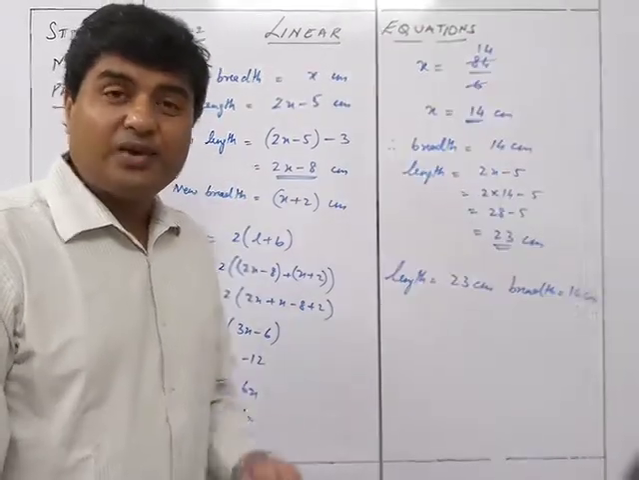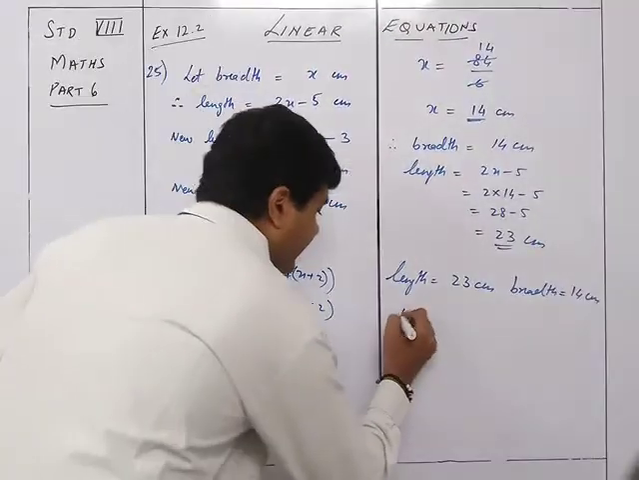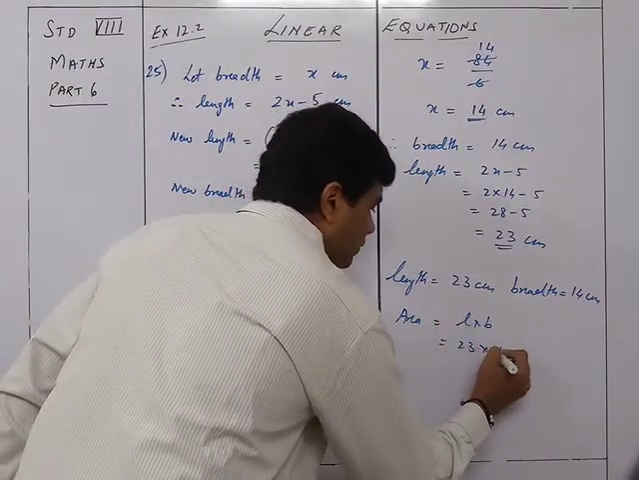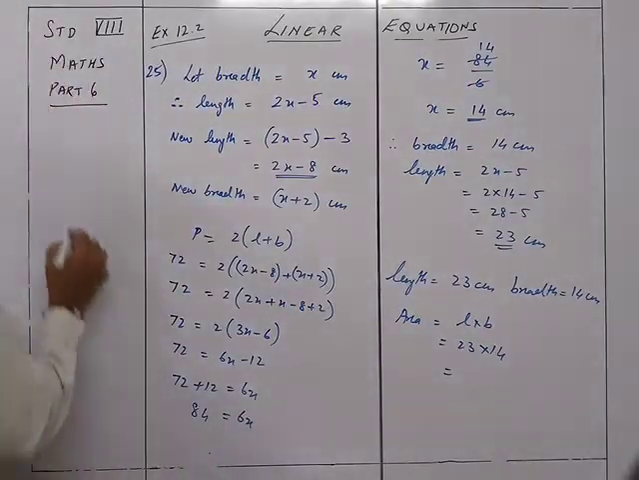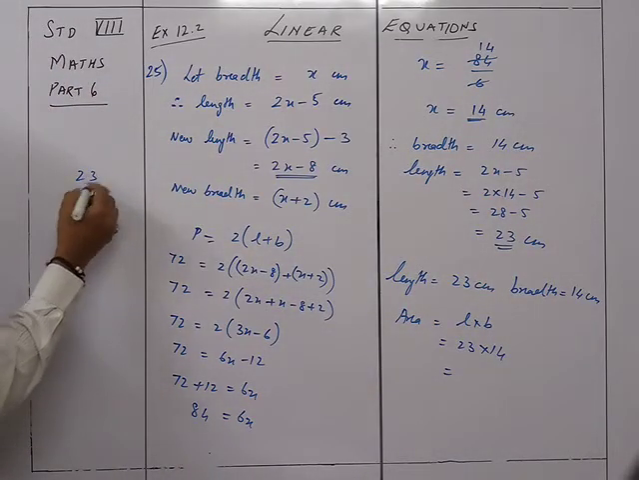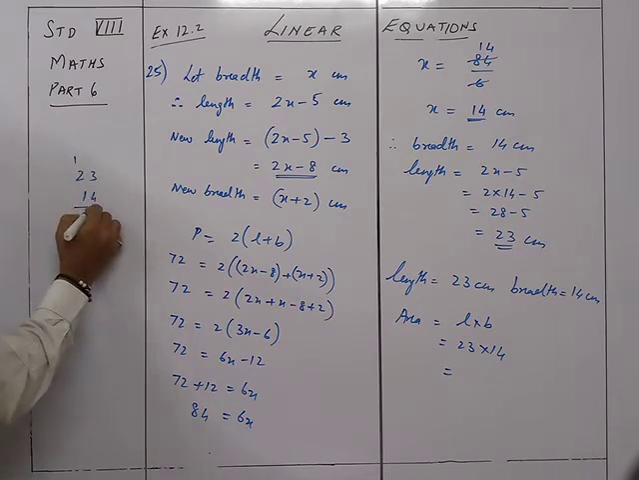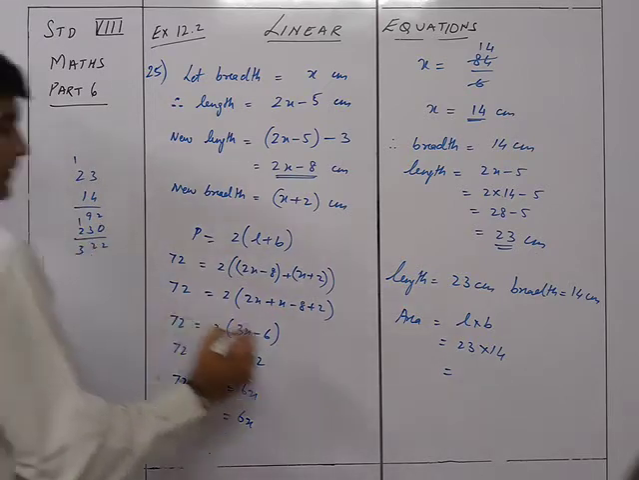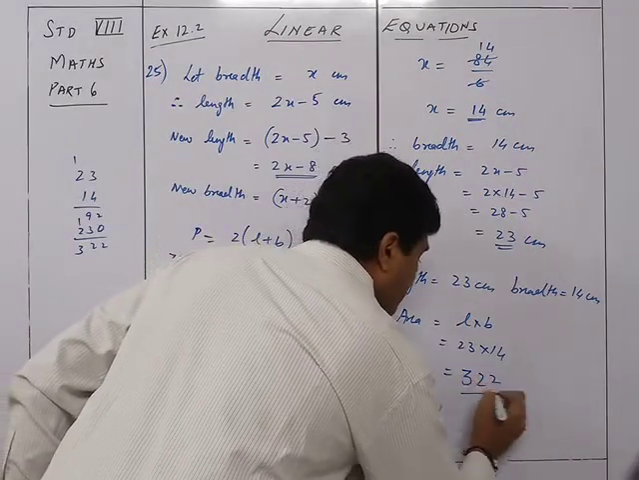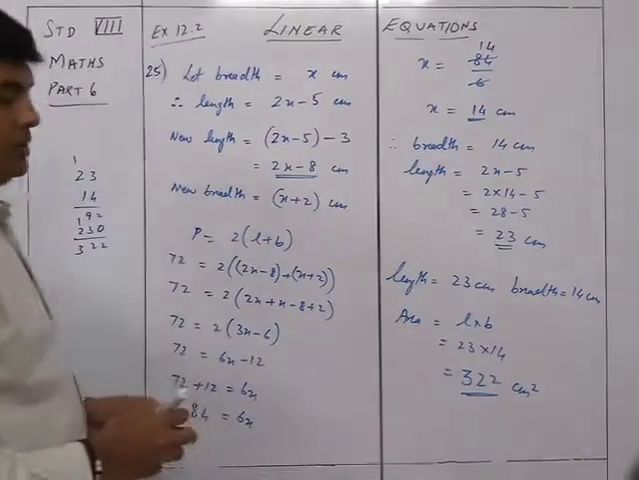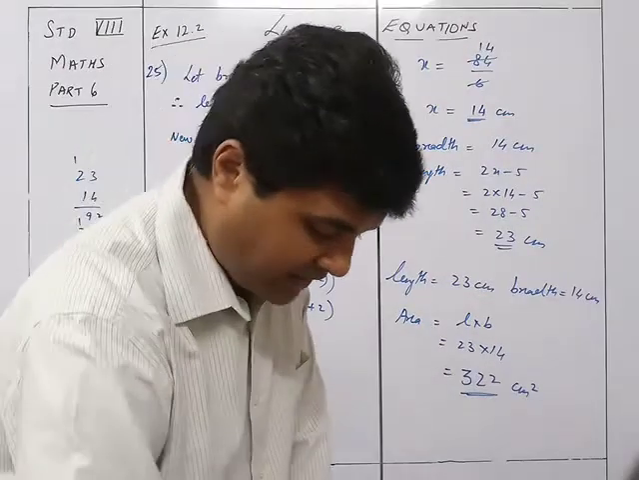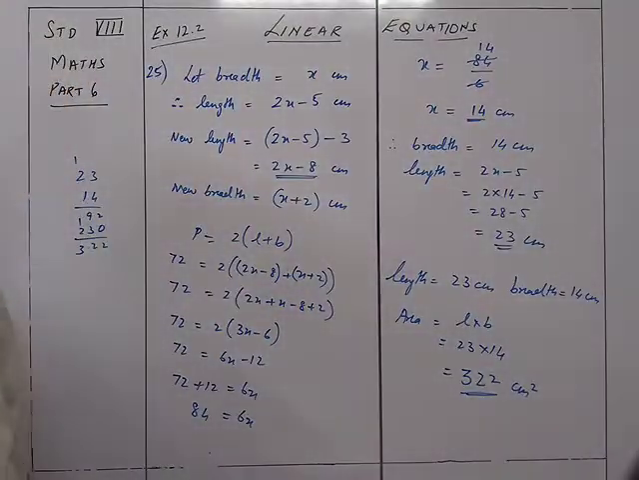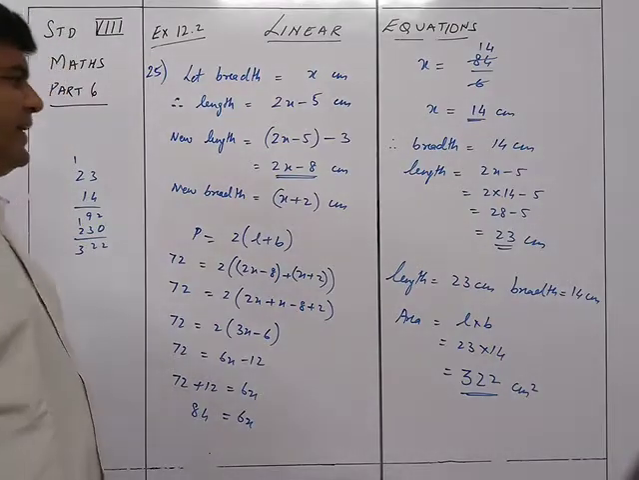Now we are asked for the original area of the rectangle. Therefore area is equal to length into breadth, which is 23 into 14. So 23 into 14 will be 322 centimeters square. The answer for sum number 25 will be 322 centimeters square. Got it? Quite an easy thing.